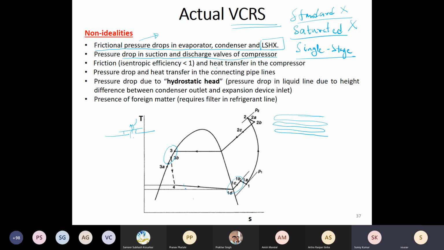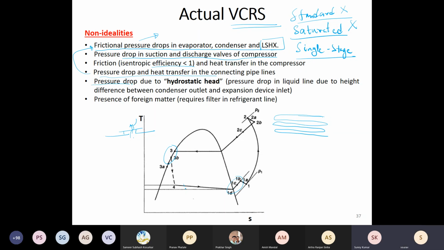Okay, and then definitely your compressor is not an isentropic device, so it will have an isentropic efficiency which is less than 1. Okay, if you have any connecting pipeline, it all comes under this first category itself.